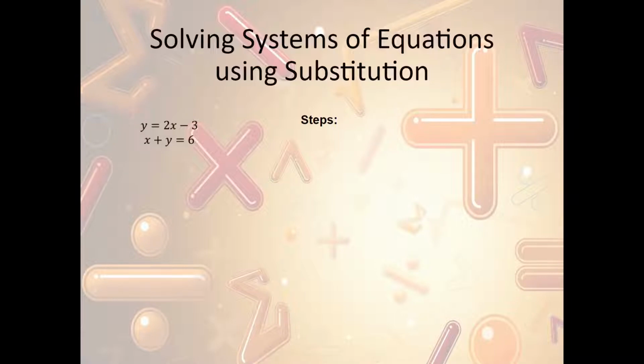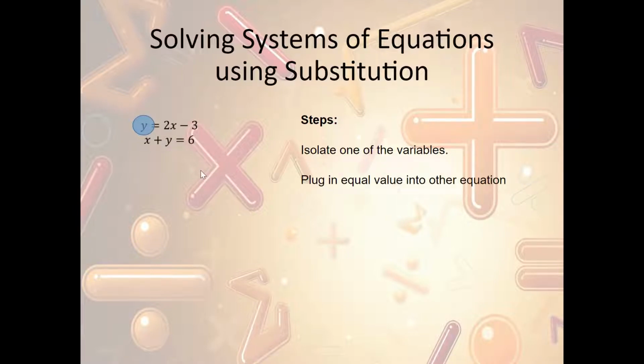Now let's talk about how we can solve these systems using substitution. We have two equations here: y equals 2x minus 3, and x plus y is equal to 6. The first thing we're going to do is isolate one of the variables, which means getting one of the variables by itself on one side of the equal sign. The nice thing is we already have that right here. We have y isolated, so we know that y is the same thing as 2x minus 3. So I'm going to plug in the value on the other side for y into the other equation. I have x plus y is equal to 6, but y is really equal to 2x minus 3, so I'm going to plug that in. Now it says x plus 2x minus 3 is equal to 6.